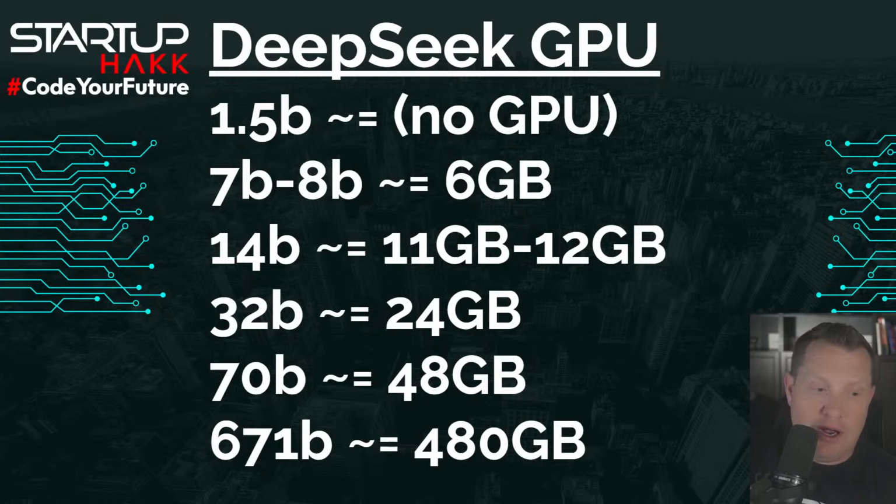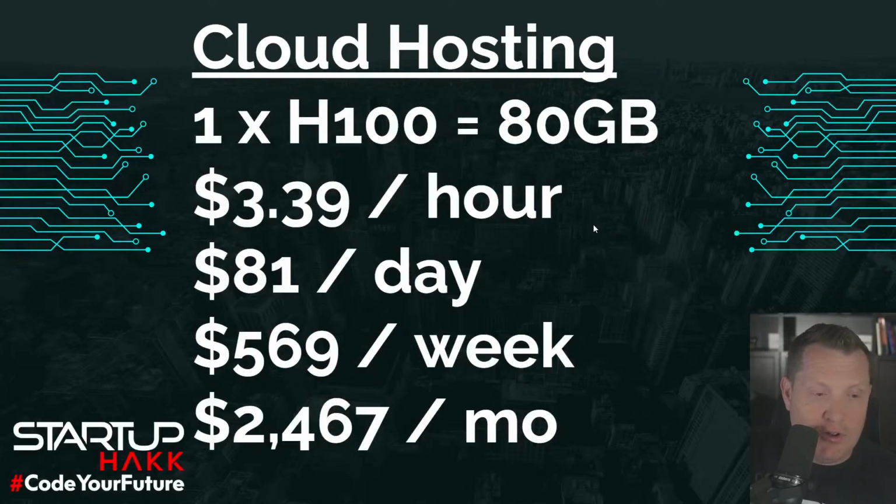Your 32 billion parameters is going to require 24 gigabytes. 70 billion can run on 48, comfortably run on 48. And these are generally the different step ups that you have of different graphics cards. Then you have your 671 billion, which is going to require 480 gigabytes of graphics memory. So now what does this mean? Let's break down the cost here a little bit more.